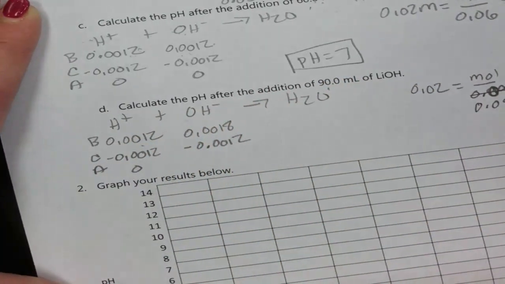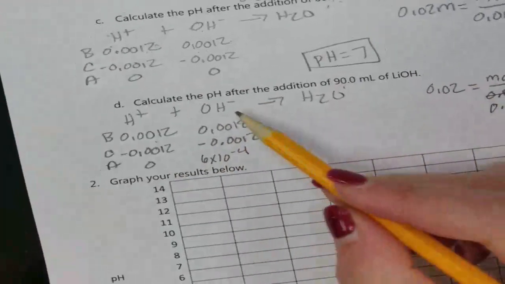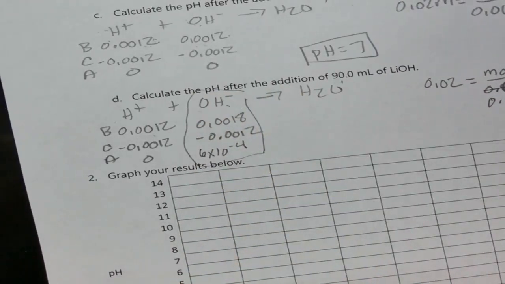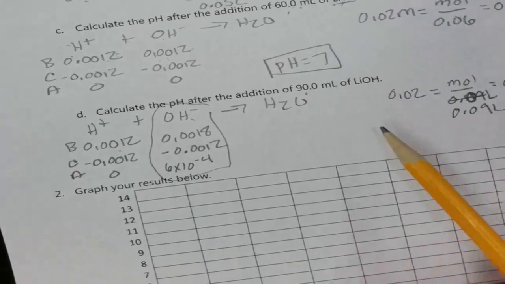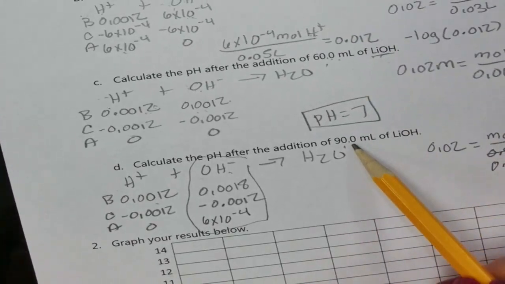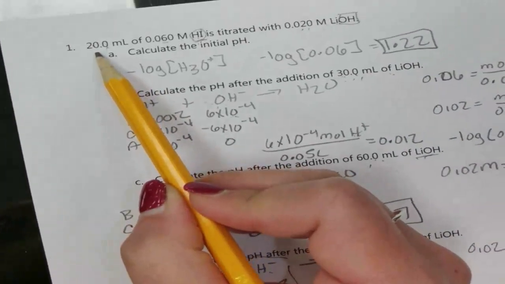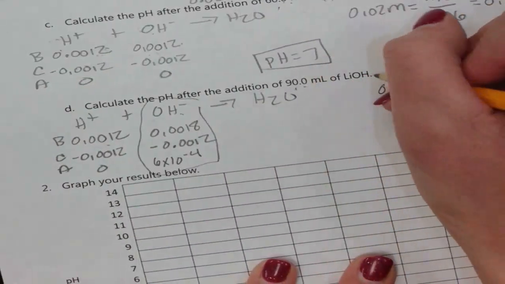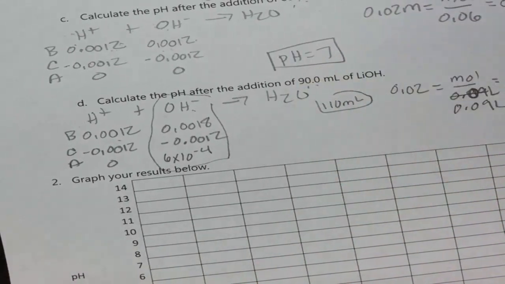So when I subtract that out, I find that I have 6 times 10 to the negative 4th moles of hydroxide. Hydroxide is now in excess, so this is going to be a basic solution. Now, in this case, what did I do? I took 90 milliliters of base and I added 20 milliliters of acid together. So I have a total of 110 milliliters in that solution.